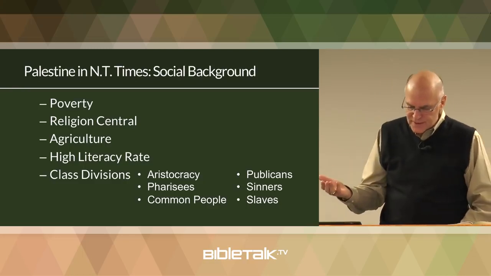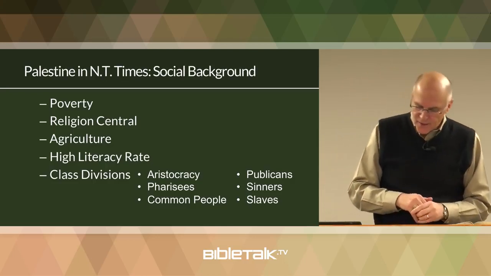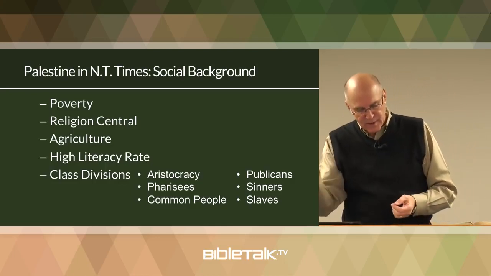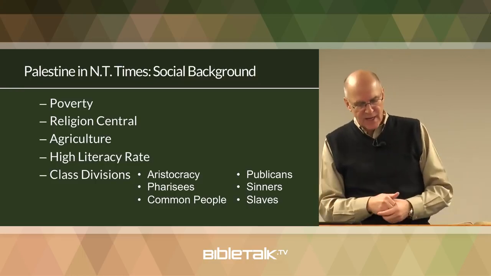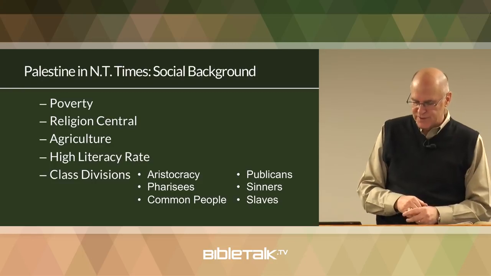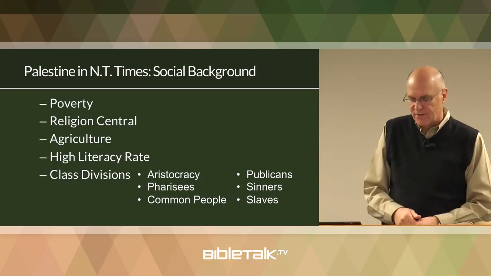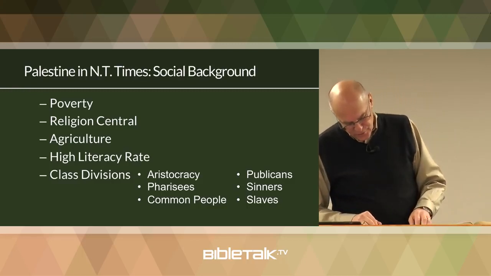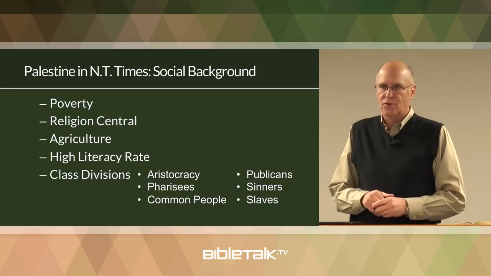Then there were the Pharisees. They were the teachers, they were rabbis. They, on the other hand, believed in the prophets and believed in a resurrection from the dead. The common people came next, the publicans and those who were sympathetic to Rome, sinners, and then slaves at the very bottom. This is why crucifixion was so humiliating. It was a punishment only for slaves.